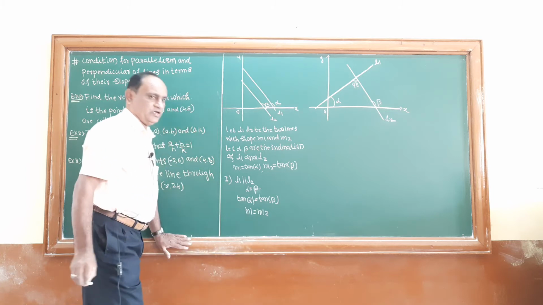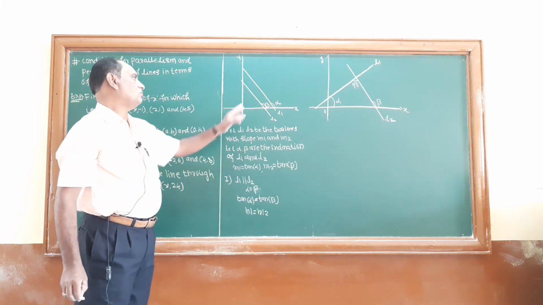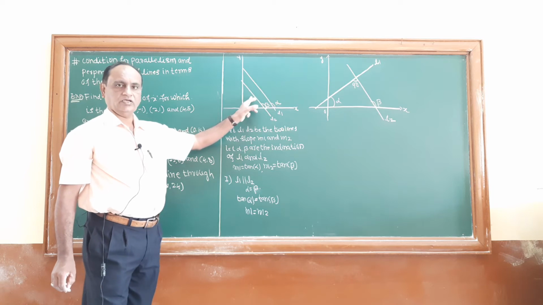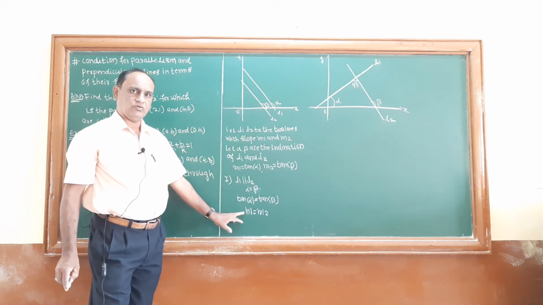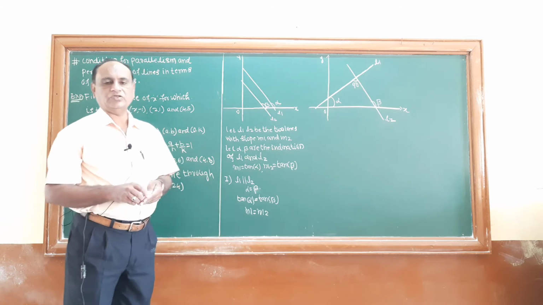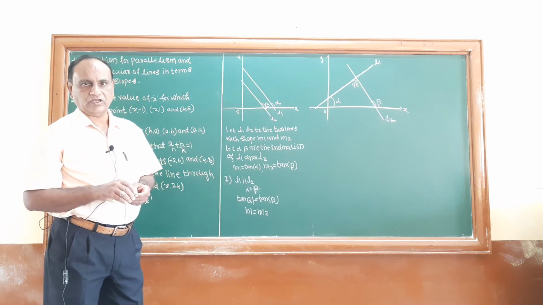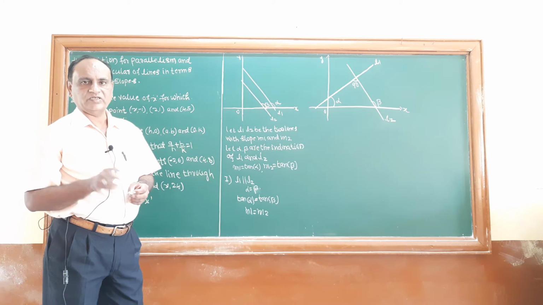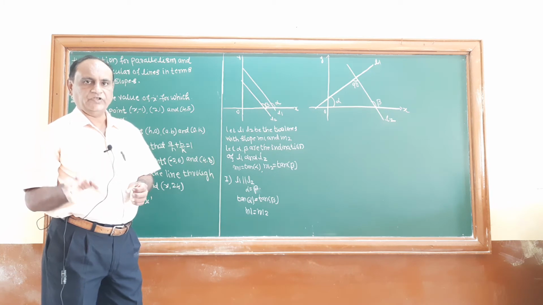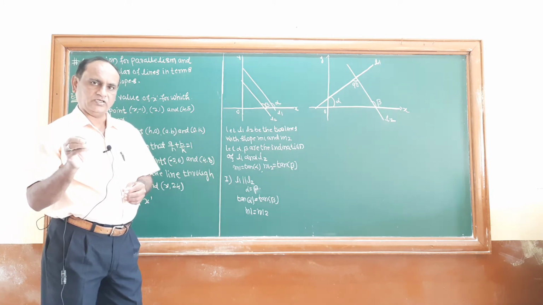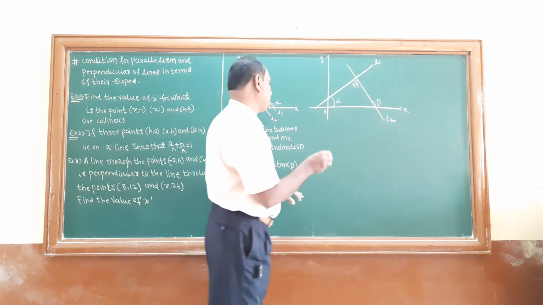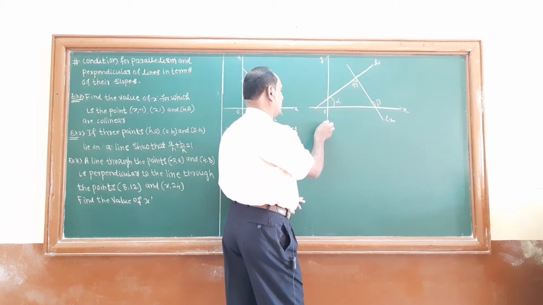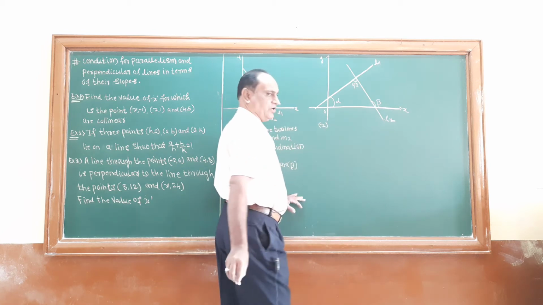Condition for parallelism: if one line is parallel to another line, the condition is m1 is equal to m2. That is, the slope of the first line is equal to the slope of the second line, therefore the two lines are parallel. Then come to the second one, perpendicular.